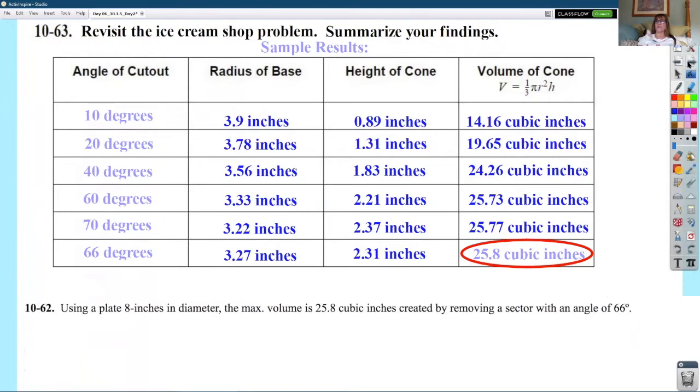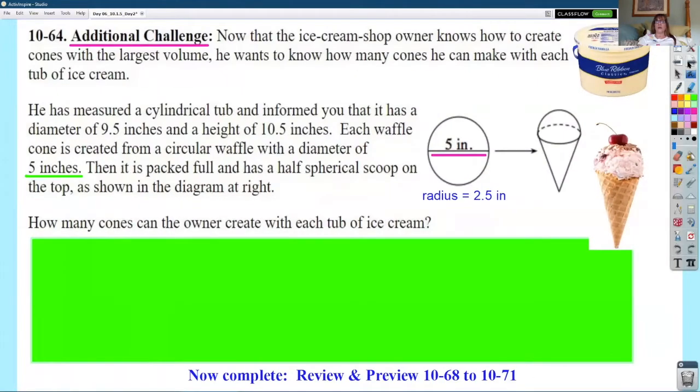So we're going to go on to a very challenging portion. You can try it on your own and then come back and check this, or you can do it with me. We're now going to examine the additional challenge 10.64. Now that the ice cream shop owner knows how to make cones with the larger volume, he wants to know how many cones he can make with each tub of ice cream.